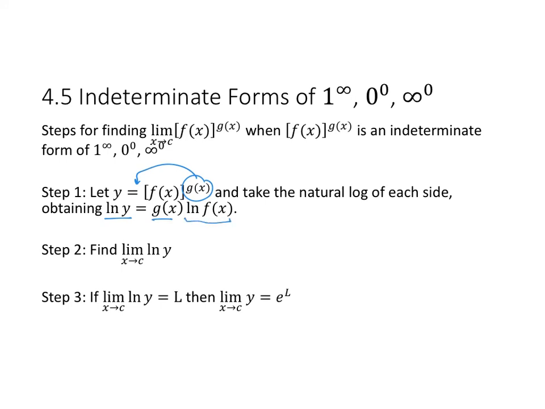Now I can find the limit as x goes to c of ln y, and then I know on the other side of my equation that will be the same as e to the L. So that limit, I'm going to have to put it back into my original and undo the taking of the natural log. Let's do an example of this to make it a little bit more concrete.